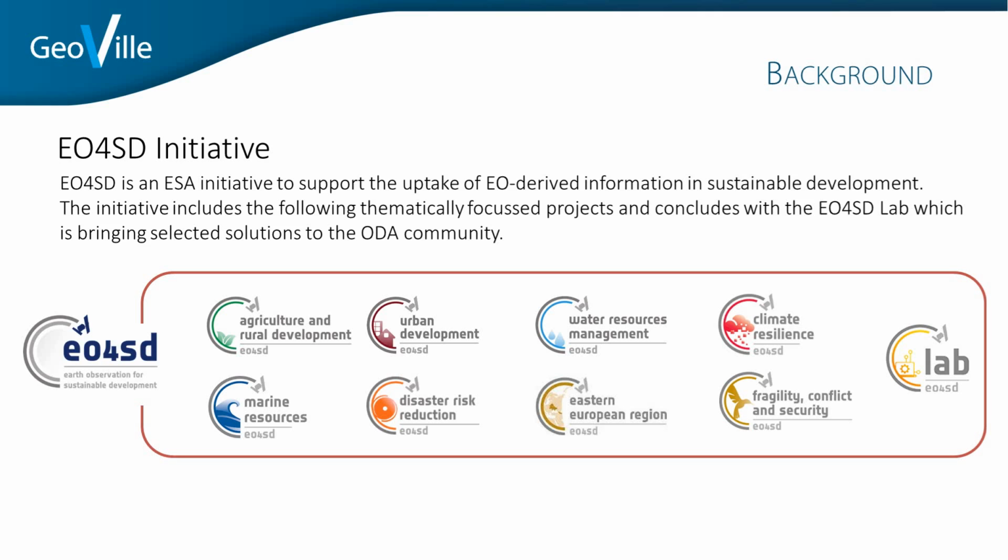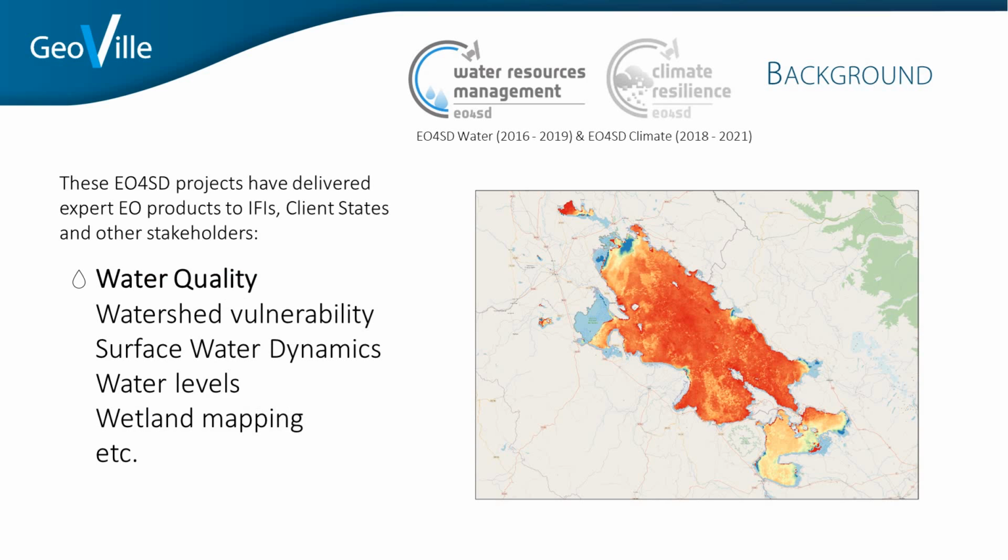Now, the EO4SD initiative covers various projects, of which the lab is the last one. All previous ones were focused on one specific domain, and we'll be looking at the activities in water and climate first. Now, water and climate produced various services that they delivered to the stakeholders.